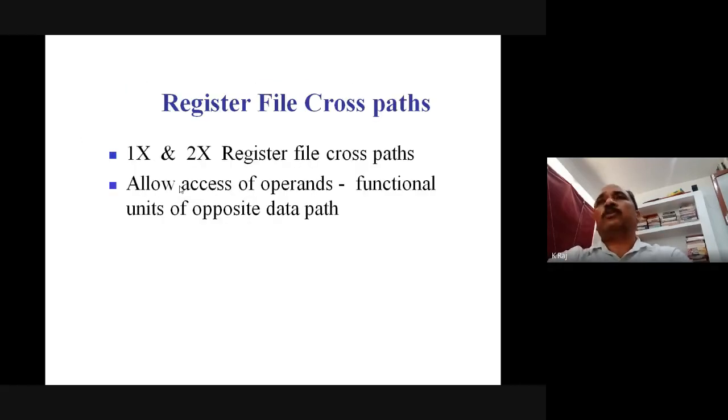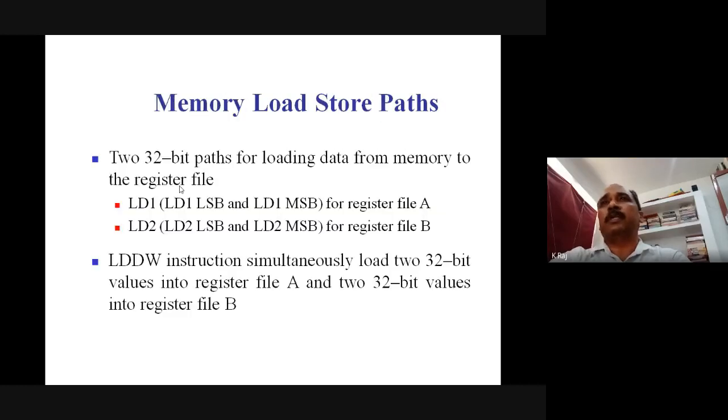Register file cross paths: as we have described, there are two register file cross paths, 1x and 2x. They allow access of operands to the functional units from the opposite data paths.